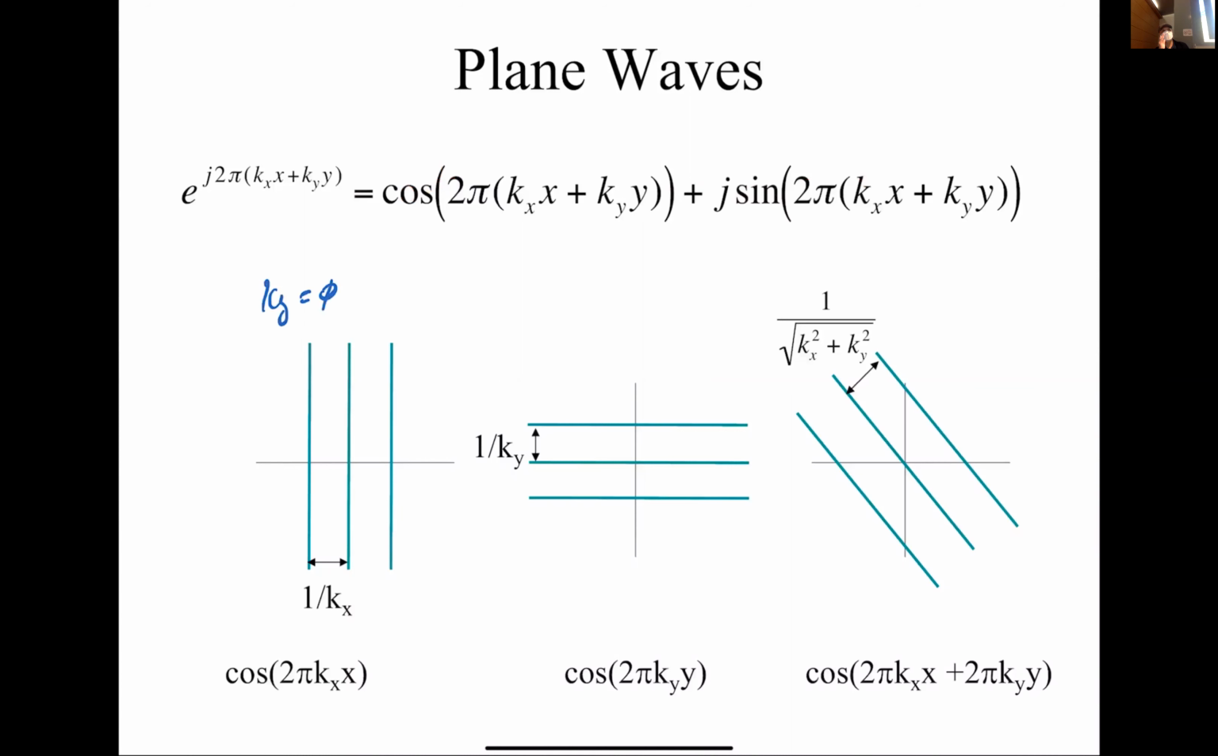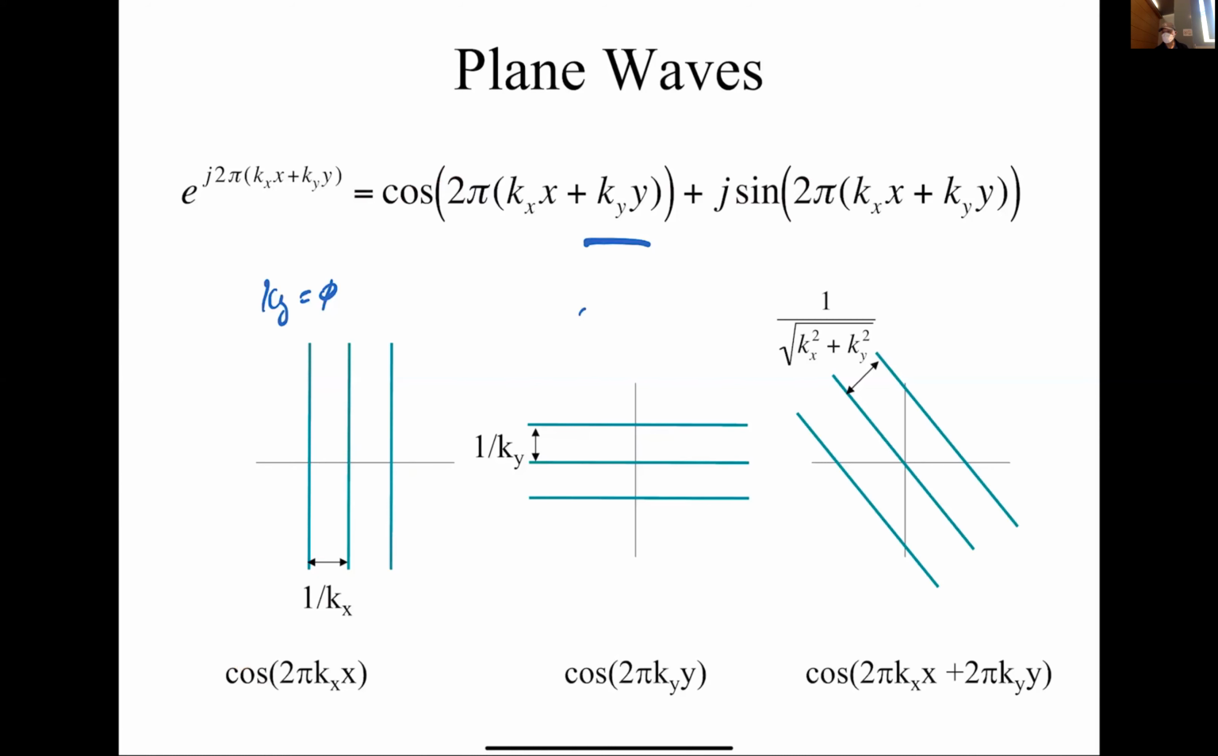Ky equals 0 means cosine has no dependence on y, because this term is just going to go away. So if you ever see ky equals 0, you know there should be no dependence on y. All the dependence has to be on x, because I'm just going to have something like cosine 2 pi kx x. That's the only term I have left. So I'm going to end up with a wave pattern that just varies along the x direction. That's all kx means.